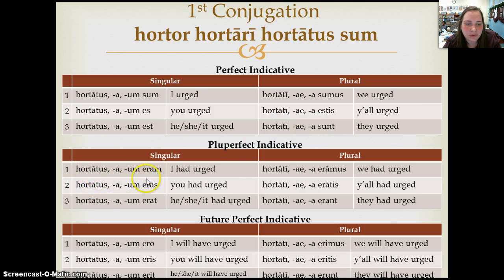Pluperfect: hortatus eram, hortatus eras, hortatus erat, hortati eramus, hortati eratis, hortati erant. So I had urged, versus the perfect, I urged. And then our future perfect: hortatus ero, hortatus eris, hortatus erit, hortati erimus, hortati eritis, hortati erunt.